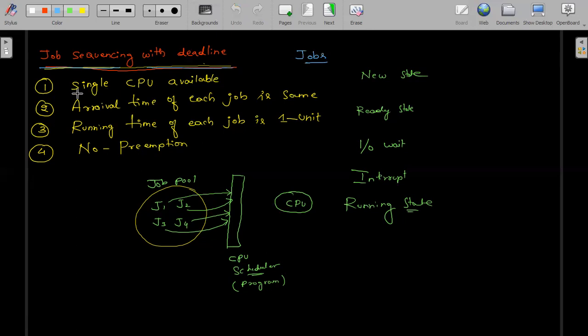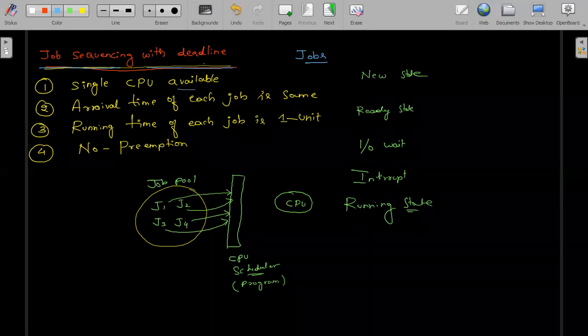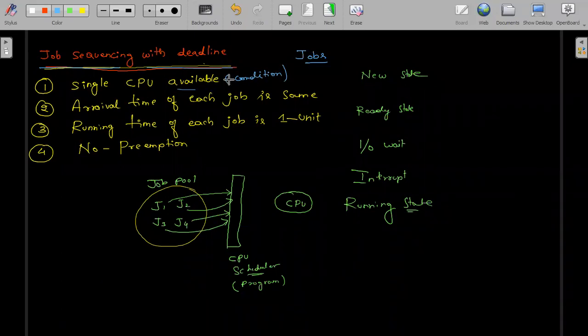Every computer is going to have a CPU. That is the condition: only one CPU. One CPU, but many jobs are there. We cannot execute them all at once, but we have to follow some sequence so that we can execute them on this particular CPU. Again, the arrival time of each job is the same.